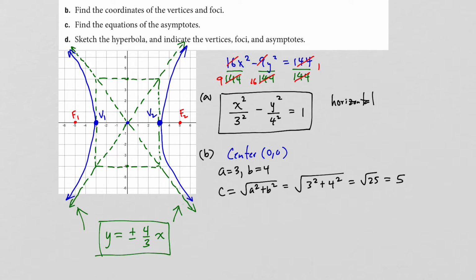Okay, so now I think I have everything. That's part C. Let's go ahead and label that. And part D, I've sketched it. And I guess the only other thing you could do is write down the coordinates here.